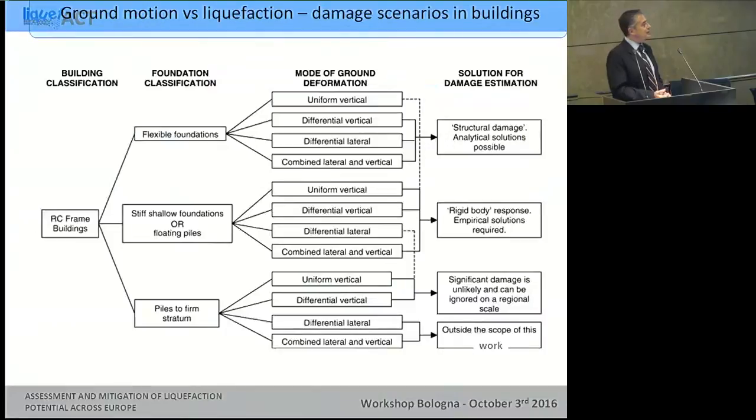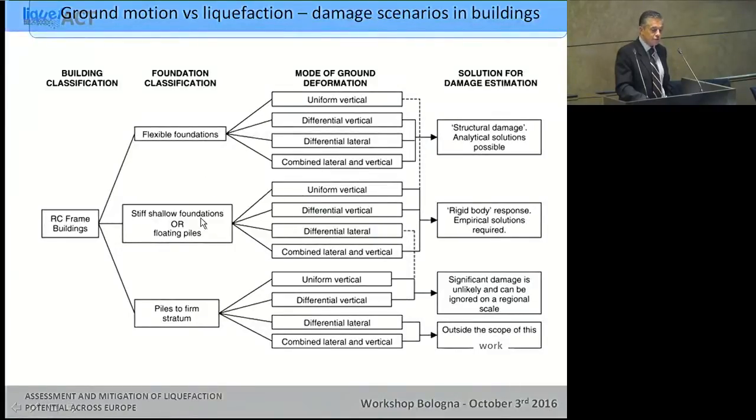And that's the thing that we are pushing forward now. They got this from a well-known paper, but I think it is very interesting for us to analyze. If you have the building classification, at the moment we are only worried about reinforced concrete, at least in this first approach. So we have flexible foundations, with all these uniform vertical and differential vertical deformations, but the structural damage will be possible by analytical solutions.